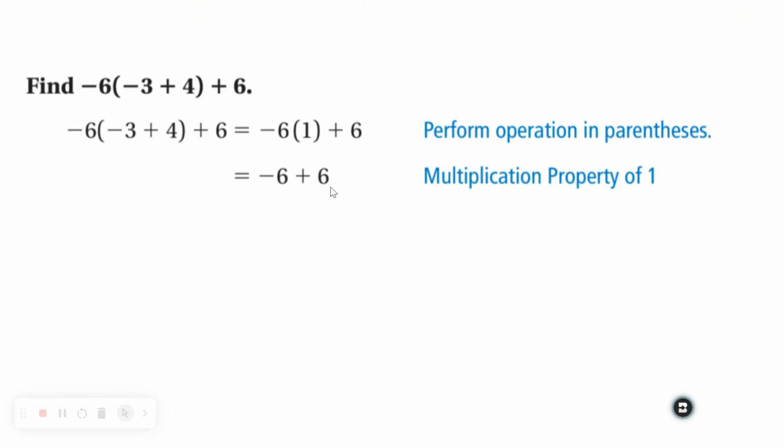-6 plus 6. This brings us back to our addition. When we are adding two numbers that are the same number but opposite sign, they cancel out and we have 0.